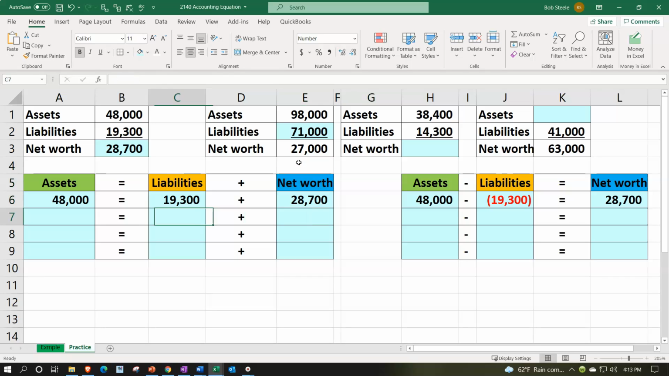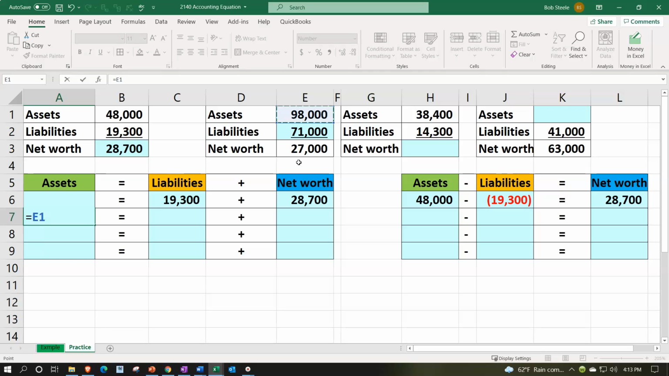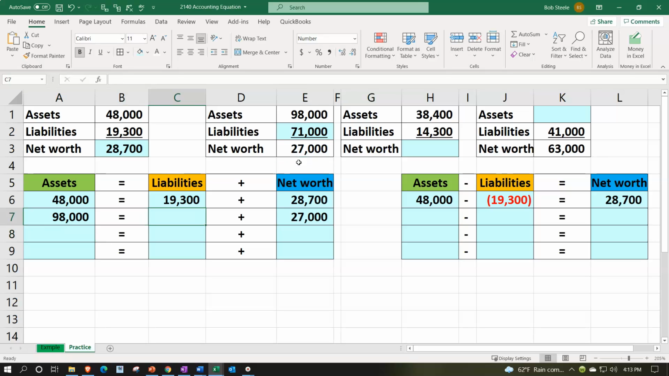Or you might write it out this way. Assets equal liabilities plus equity or net worth. Assets are now 98,000, and then they gave me the equity or net worth, which is 27,000. So I've got assets equal X, liabilities, plus 27,000. If I solve for X, I have to do a subtraction. So this is going to be the 98,000 minus the 27,000, and we get to that 71,000. If I sum these both up, that adds up to 98,000.